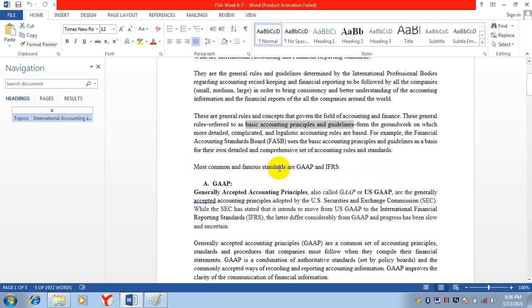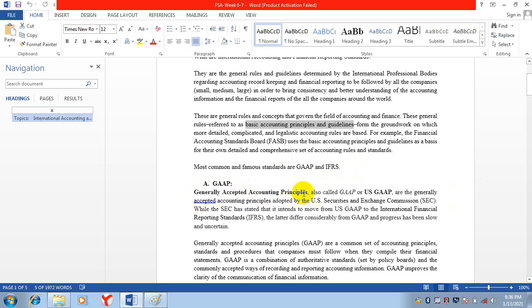The most common and famous standards are GAAP and IFRS. I told you previously that there are two standards used all over the world. One is called GAAP and one is called IFRS. Now first come to GAAP.